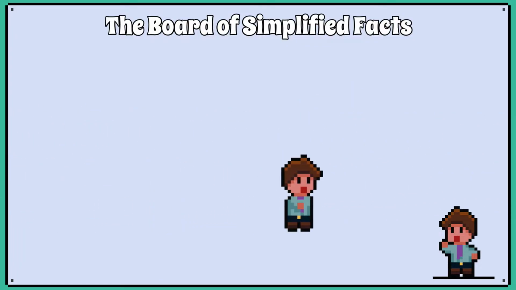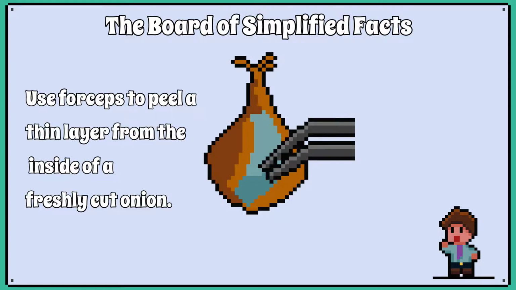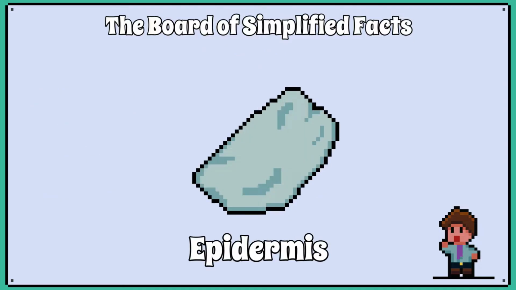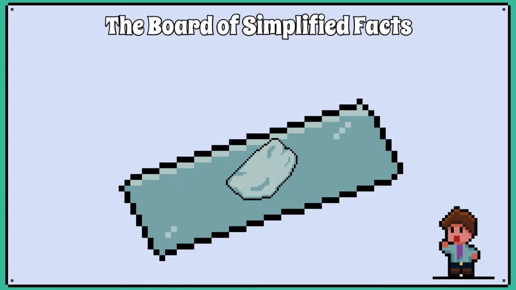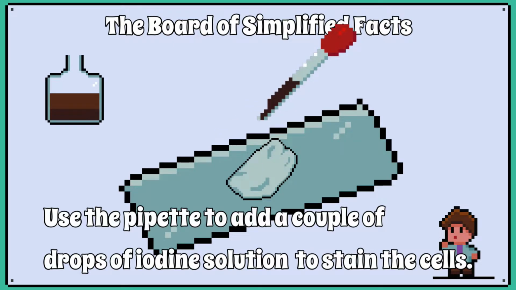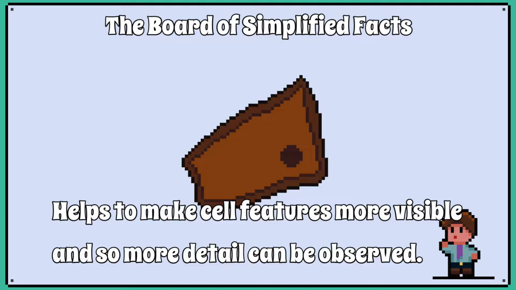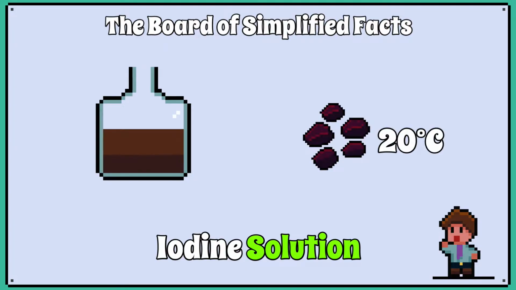For acquiring a plant cell sample, we use onions. First, we use forceps to peel a thin layer from the inside of a freshly cut onion. A scientific phrase for this thin onion skin layer is called the epidermis. We then place the epidermis onto a glass slide. Using a pipette, we add a couple of drops of iodine solution to stain the plant cells, which should make the cell features more visible and more details can be seen. It is important you say iodine solution, because iodine is a solid when not in a solution at room temperature.